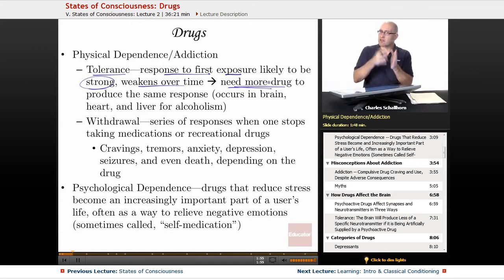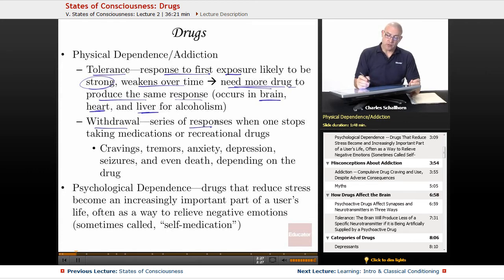But over time, if they start drinking more and more alcohol, they will develop a tolerance. So then after a little while, it'll take 2 beers to get them that same drunk. Then after a while, it'll take 4 beers to get them that drunk. And then later 5 beers to get them that same level of being drunk. And so our bodies will have a level of tolerance. And we're going to need more drug, as I said, to produce that same response. And this tolerance occurs in the brain, it occurs in the heart, and for alcoholism, it occurs in the liver.